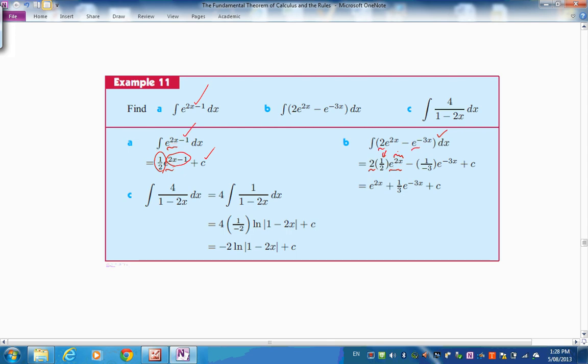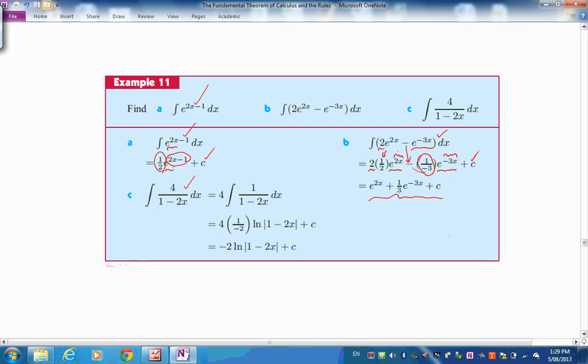So here, integral of e to the neg 3x is itself. Then we must divide by the derivative of this function, which is neg 3. So it's neg a third there. That negative there is just continuing down, plus c. Don't forget the c. And then state the final answer. Negative times the negative is positive there. Okay, what about the last one?